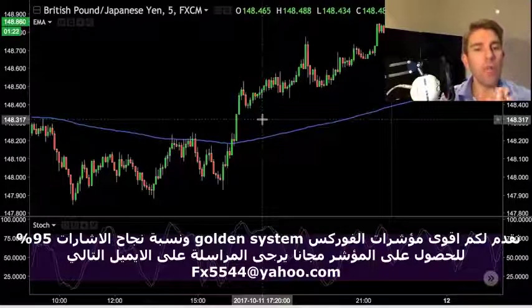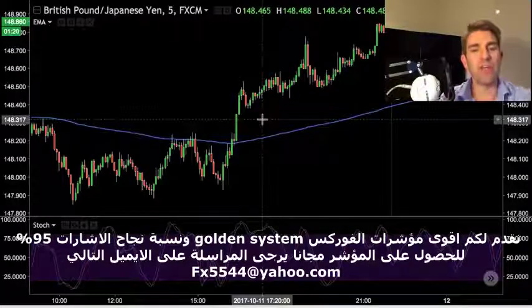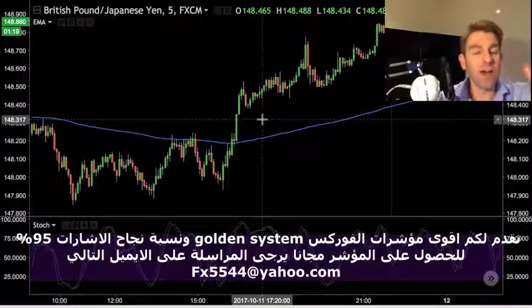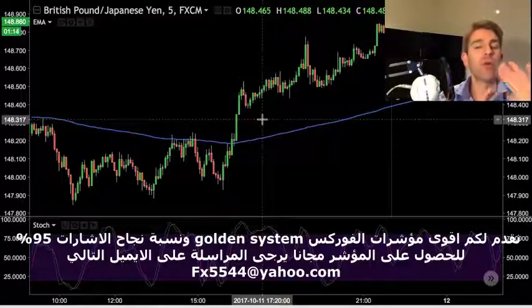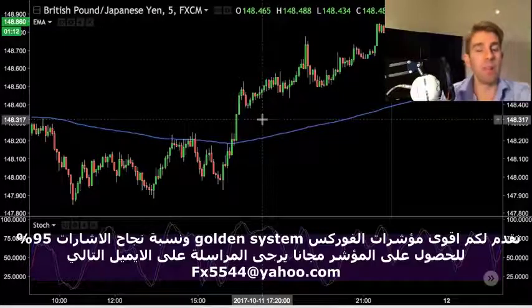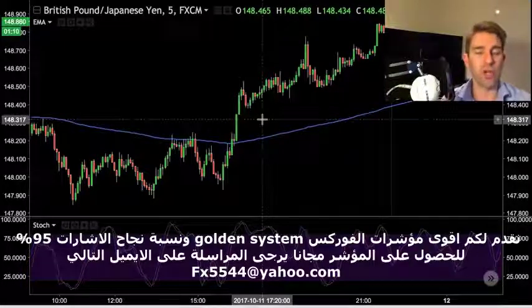The whole point of the 200 period moving average is to define the trend. When the price is above it, we want to be looking for longs only. When it's below it, we want to be looking for shorts only. So that's the first step, or the first filter.